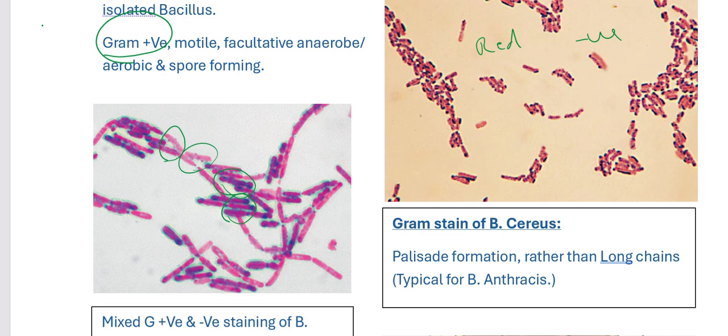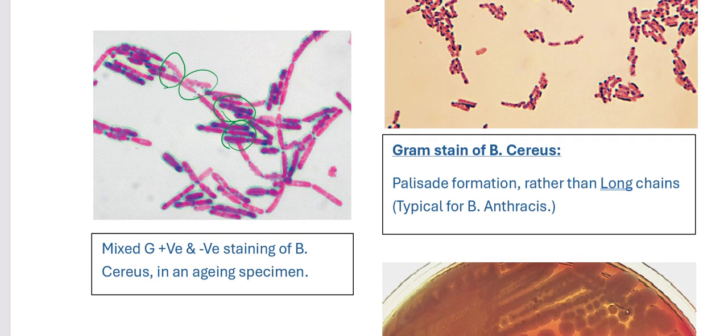So in old smears, old cultures, older than 18 to 24 hours, it transforms from gram-positive to gram-negative. So it's not uncommon to find mixed gram-positive and gram-negative staining in an aging specimen.